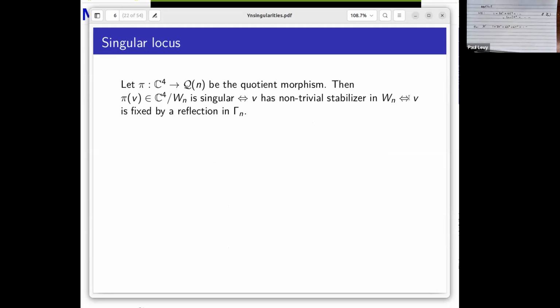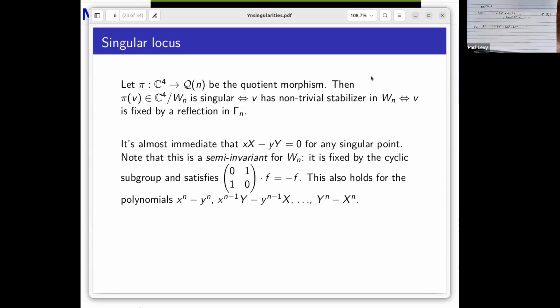And now you can write down the singular locus, and it's already almost half past, so I'm not sure how much detail I should give of this singular locus. But the singular locus is given by the image in the quotient of any v which has a non-trivial stabilizer. But here we've got a reflection group acting on u plus u star. So the only non-trivial stabilizers are when points are fixed by a reflection in the dihedral group. And we know what the reflections are. Those are the off-diagonal elements of the dihedral group.